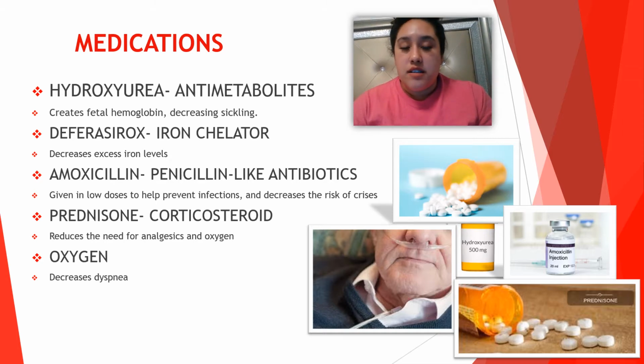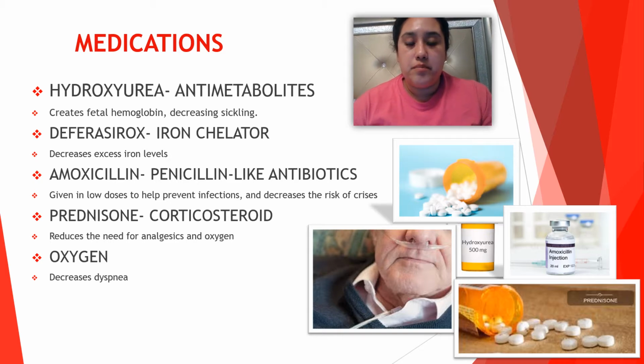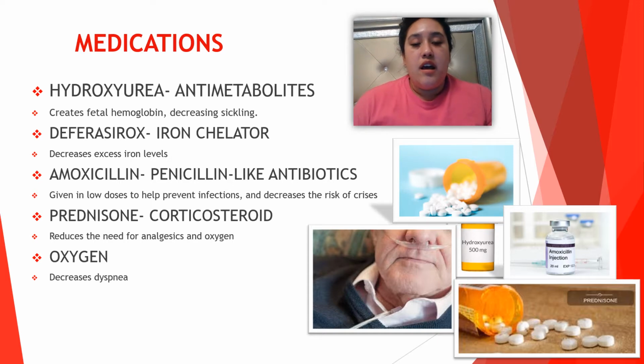We have amoxicillin, which is used to prevent and treat infections, especially in small children who suffer with sickle cell anemia. They're more prone to pneumococcal infections. We have prednisone, which treats acute pain due to inflammation associated with sickle cell anemia. And we have oxygen, administered at 2 to 6 liters for a sickle cell crisis, just to prevent respiratory distress in the patient.